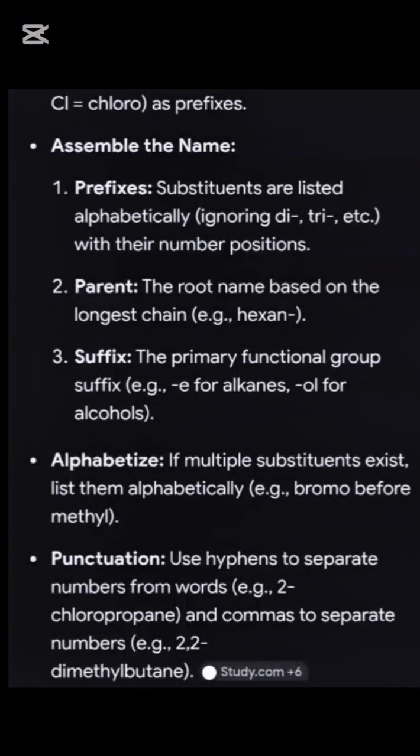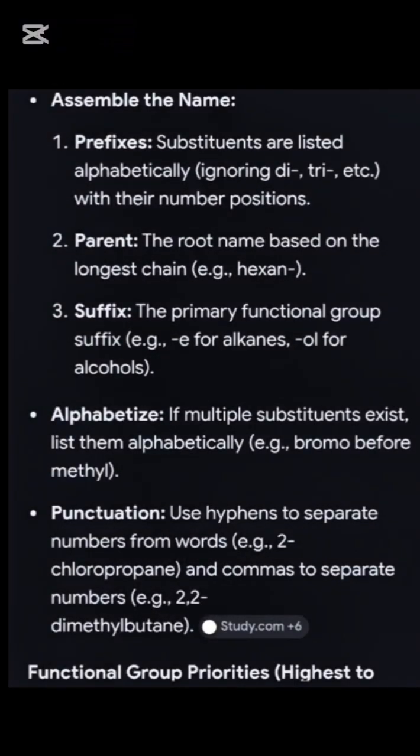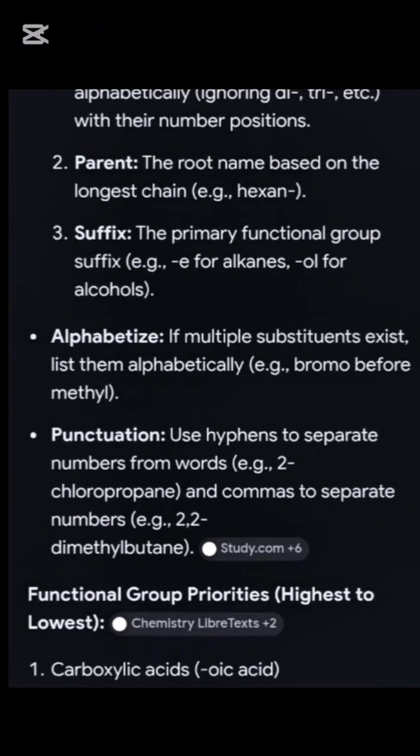Now, what are prefixes? They are substituents that are listed alphabetically. Prefixes are maybe your di, tri, tetra. The parent name is the root name, which is the longest continuous carbon chain. Maybe it is methane, hexane, or hexyl. Those are the parent name. Then the suffix is what comes after, which is the overall name, or you can call it the surname.